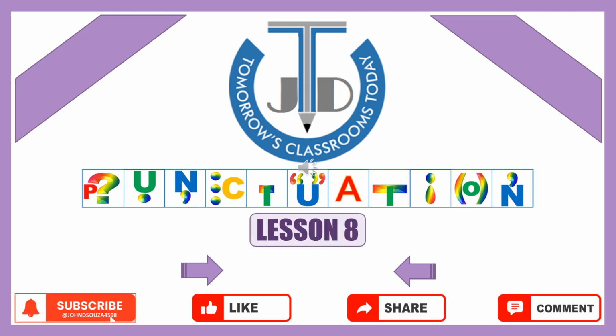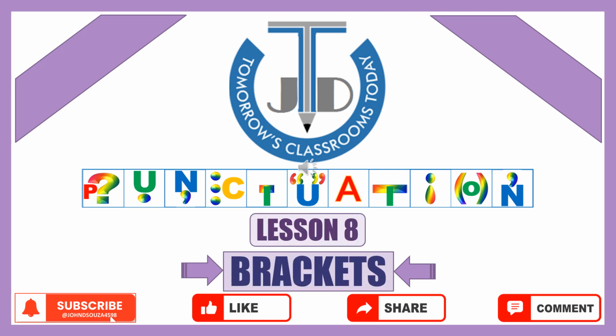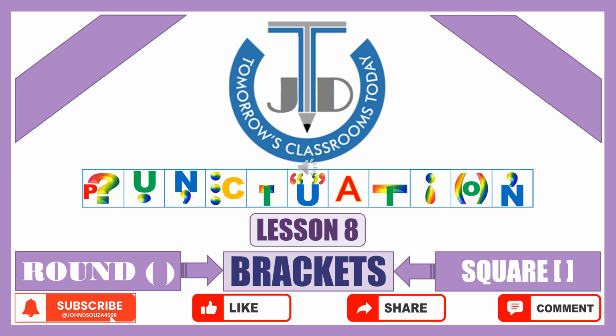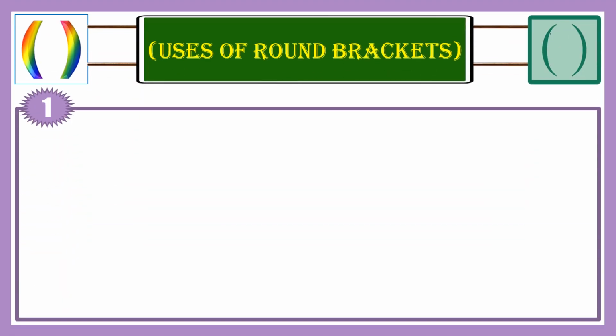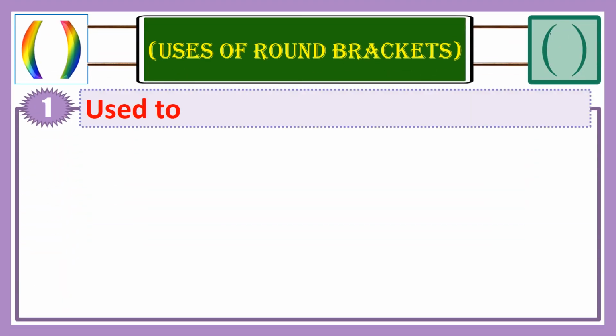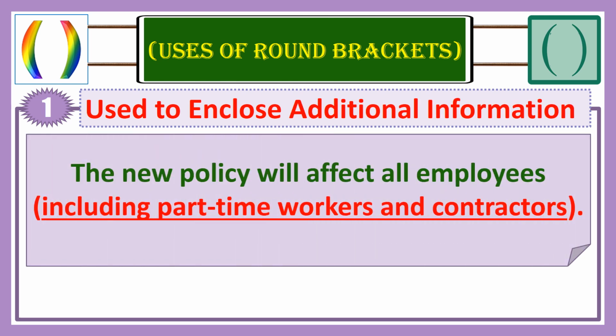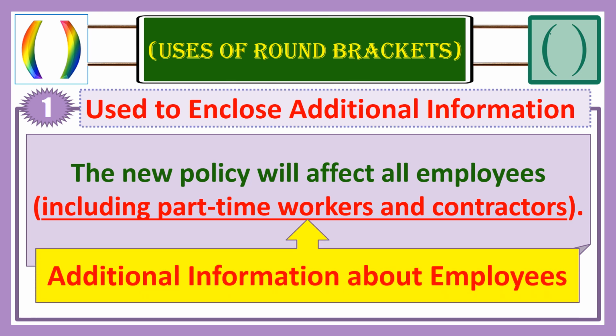Punctuation Lesson 8, Brackets. Here's a comprehensive guide to the uses and rules of brackets, both round and square. Let's begin with the uses of round brackets. First, to enclose additional information. Consider this example. Here, the enclosed information, including part-time workers and contractors, is additional information about the employees.